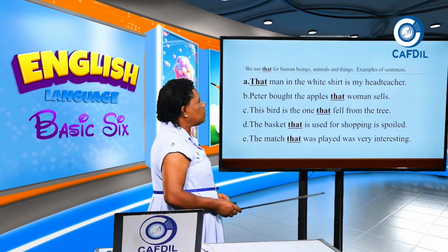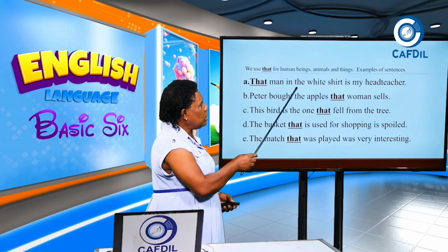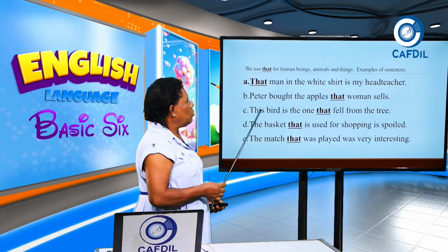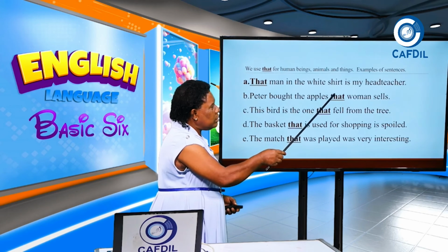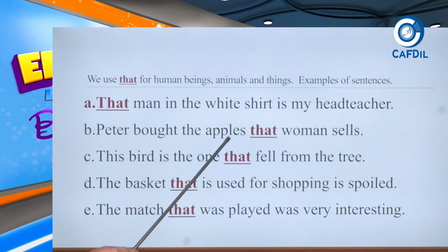Examples of sentences. A. That man in the white shirt is my head teacher. B. Peter bought the apples that woman sells. C. This bird is the one that fell from the tree.